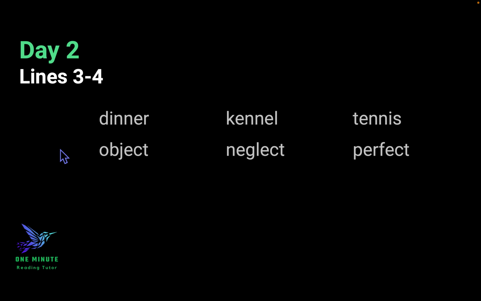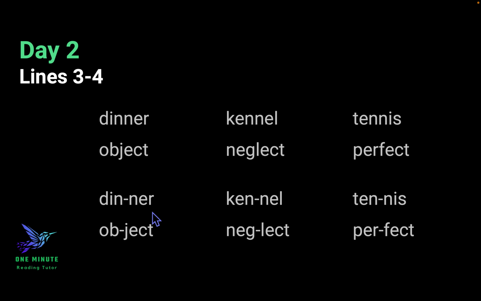Do lines 3 and 4 and then see how you do. Dinner, kennel, tennis, object or object. The accent depends on if you're going to use it as a noun, like place the object on the table. The noun form, the first syllable is accented. If you want to use it as a verb, like telling somebody you don't want to do something, like I object, then you put the accent or the emphasis on the second syllable. Neglect, perfect.